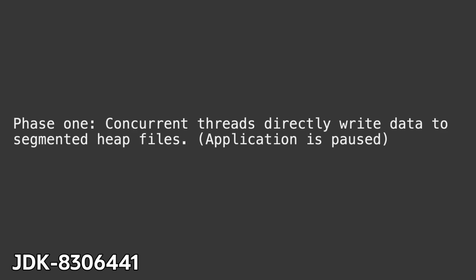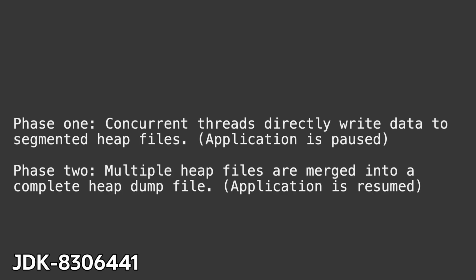Heap dumps will now be segmented into two phases. Previously, a VM was paused the entire time during a heap dump, but with this change, the heap dump is segmented into two phases. Phase 1, the application is paused while concurrent threads write data to segmented heap files. During the second phase, the application is resumed while the heap files are merged into a single complete dump file. The amount of time it takes for a heap dump to be performed is unchanged, but the length of the pause time is reduced.